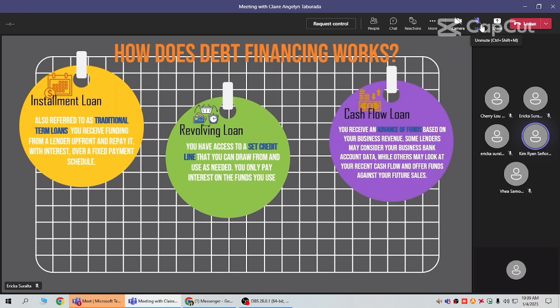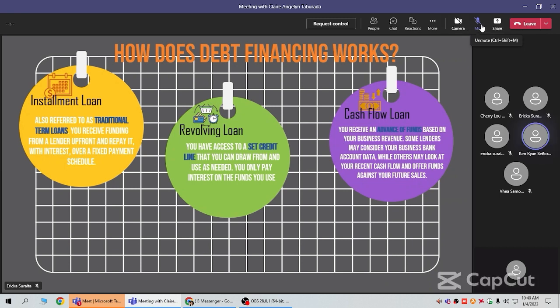So revolving loan, you have access to a set credit line that you can draw from and use as needed. You only pay interest on the funds you use. So in a revolving loan, it's money that you can borrow as needed up to a preferred limit. Payments are only required when you use the funds available to you. If you can't pay by the due date, you need to pay the interest. So credit cards and home equity lines of credit are the most common types of revolving loan.